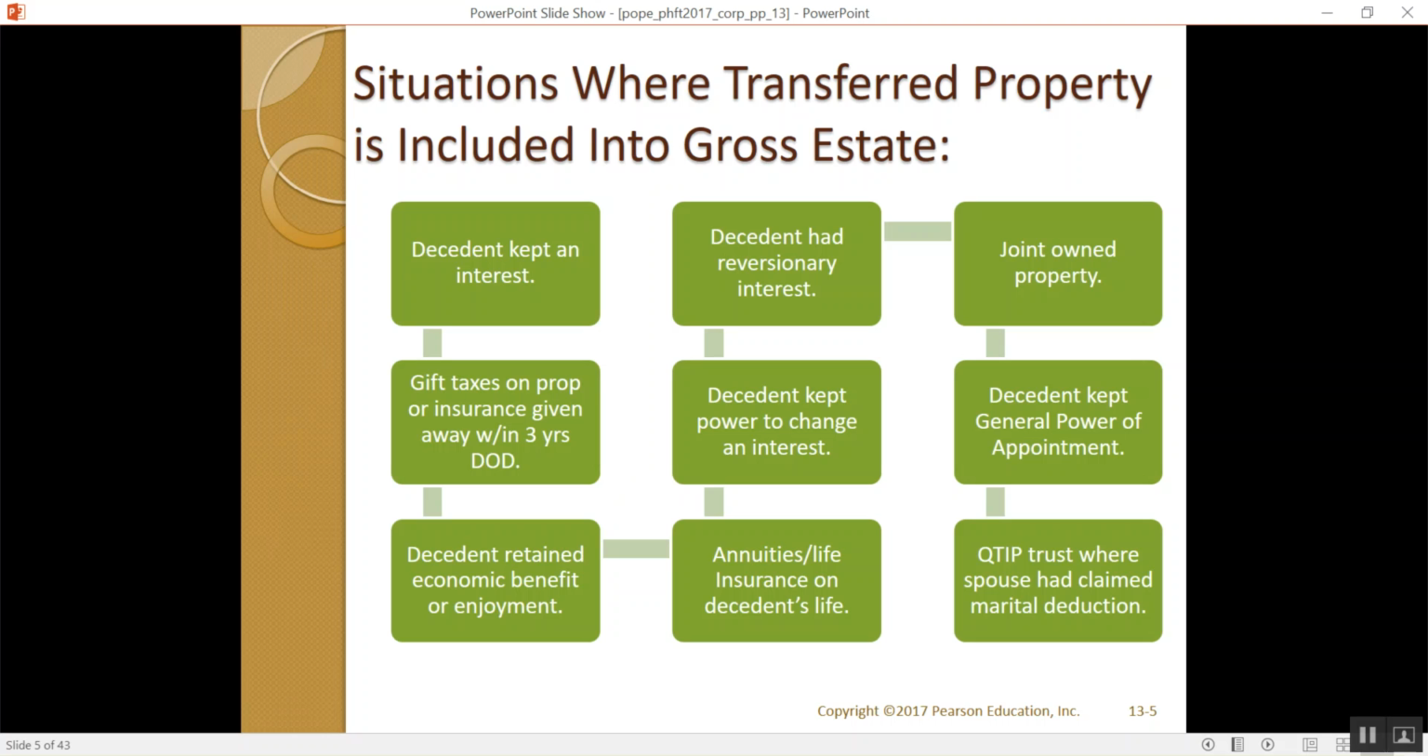So if the individual transferred during his lifetime some property of his, like to his son, he gives the apartment building, and he pays gift taxes on those, and then he dies 2 years later, so within the 3-year clawback period, his gross estate now includes the gift tax paid on that transfer. Okay?